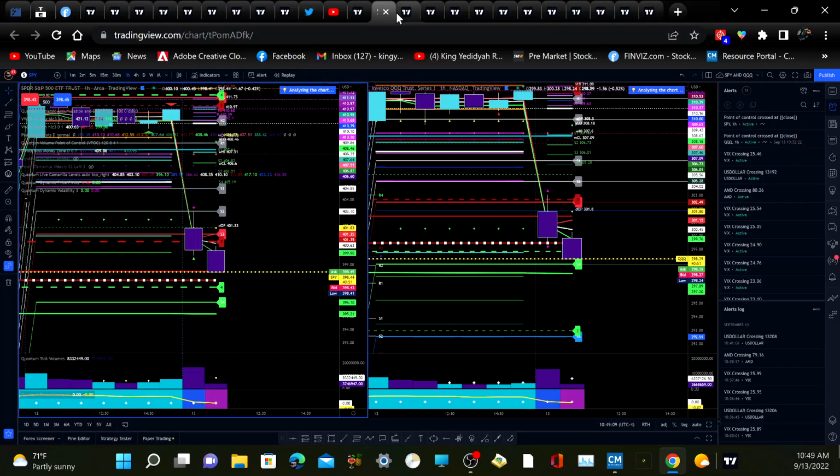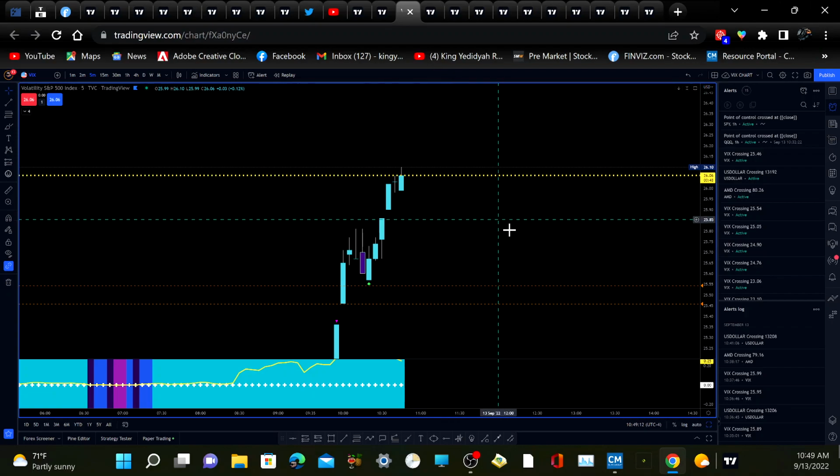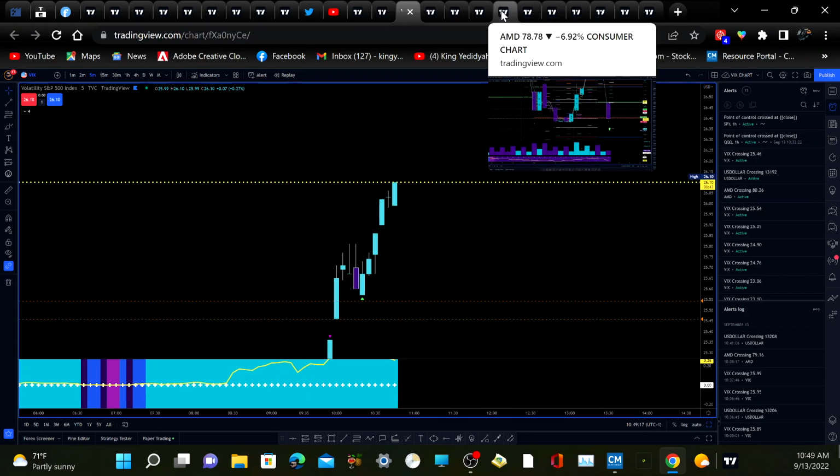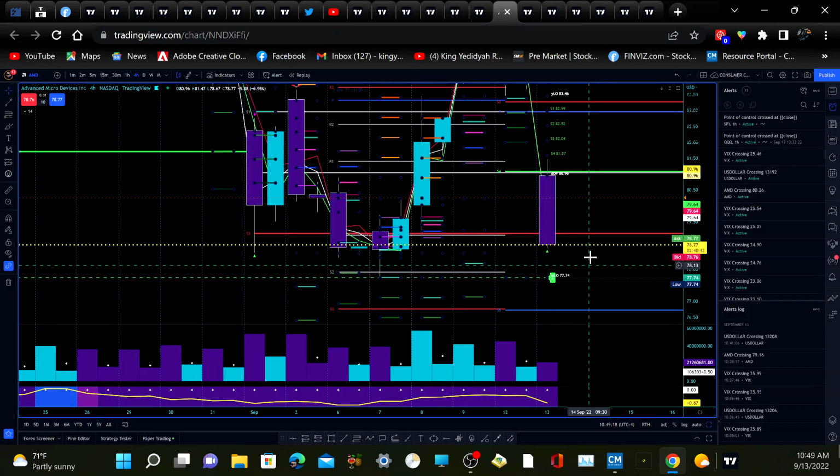Let's see here. Yeah, everything looks like it's still selling off. The VIX is still strong right there. Let's see, AMD is heading down to the lows right now.